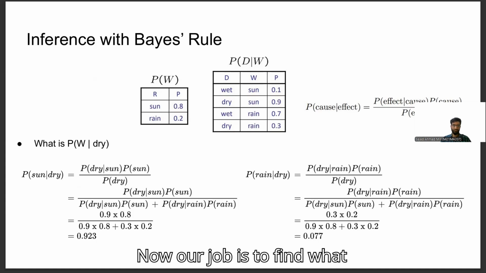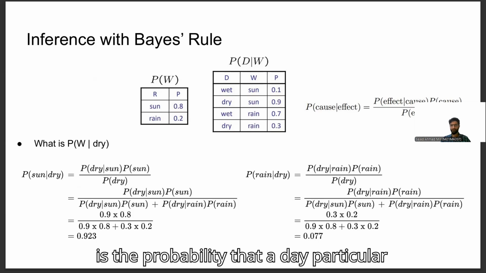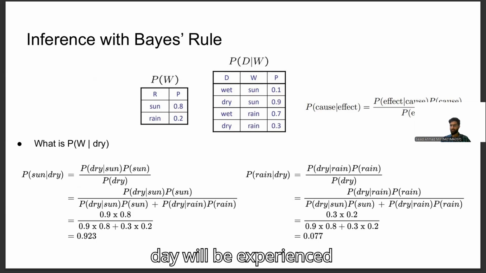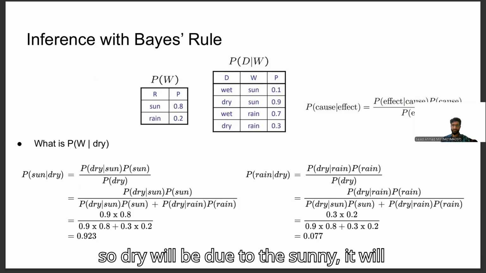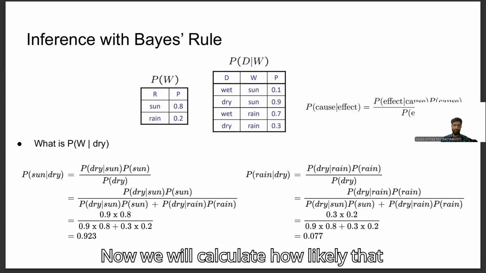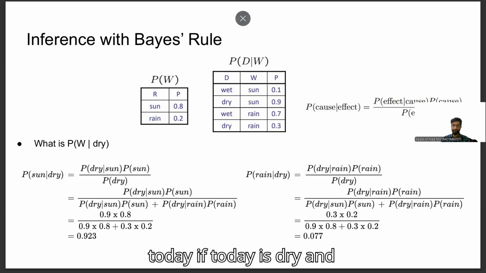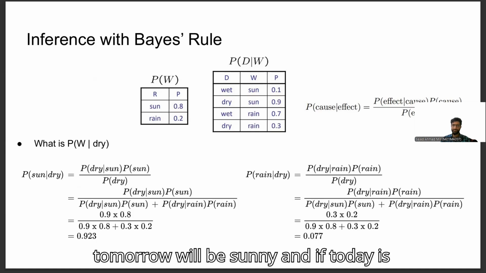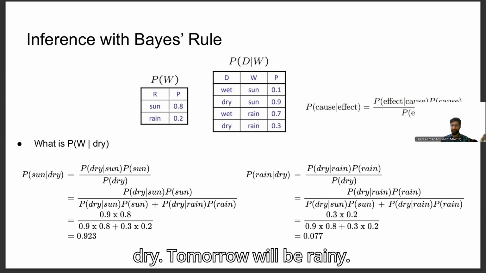Now our job is to find the probability for a particular day when today's environment is dry. We will calculate how likely it is that if today is dry, tomorrow will be sunny, and if today is dry, tomorrow will be rainy.